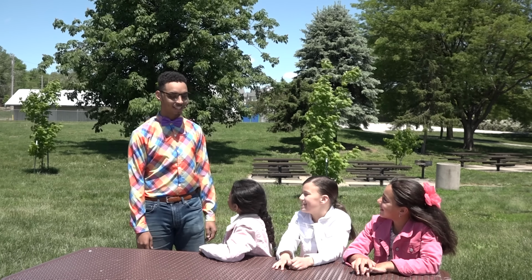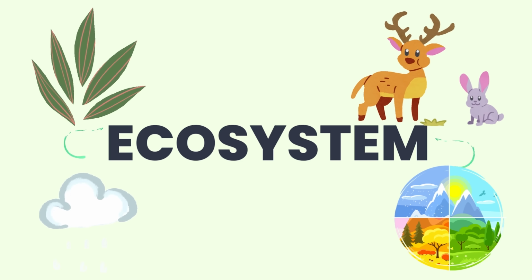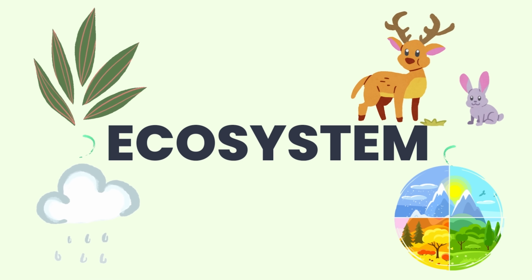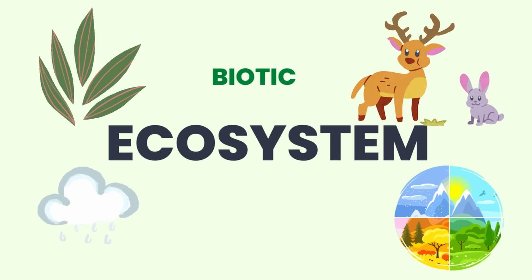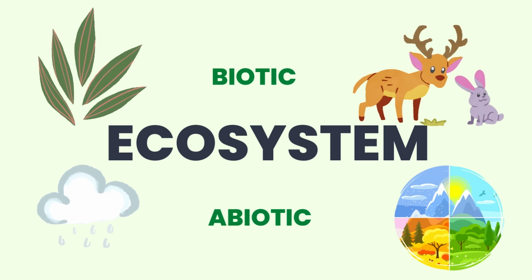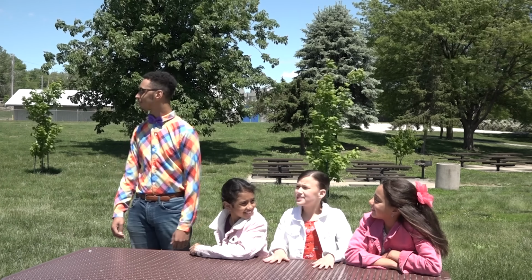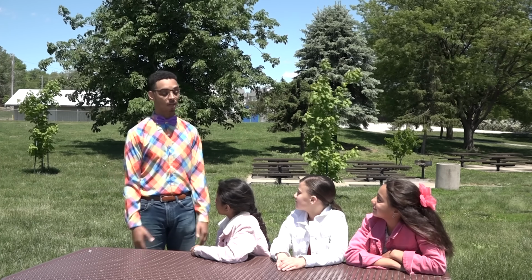Eco what? An ecosystem. It's an area where plants and animals and other things like the weather and landscapes come together and form sort of a bubble of life. There's living things, mostly called biotic, like animals and plants, and abiotic, which are non-living things, like the rocks or temperature. Wait, so this park is an ecosystem? Yep, and that's why we're going on a nature hunt, so we can find all the parts of our ecosystem that are right here in our park.